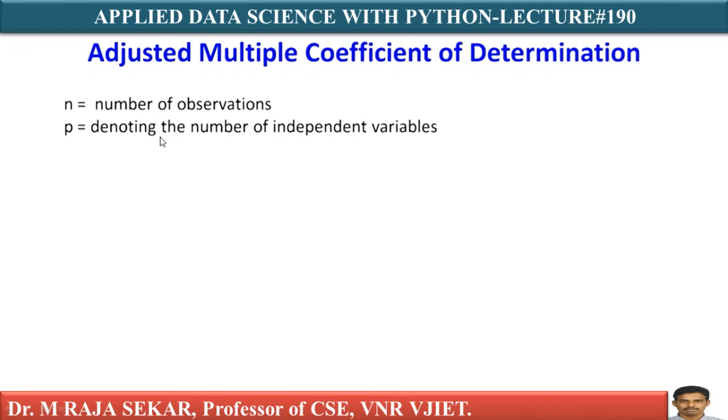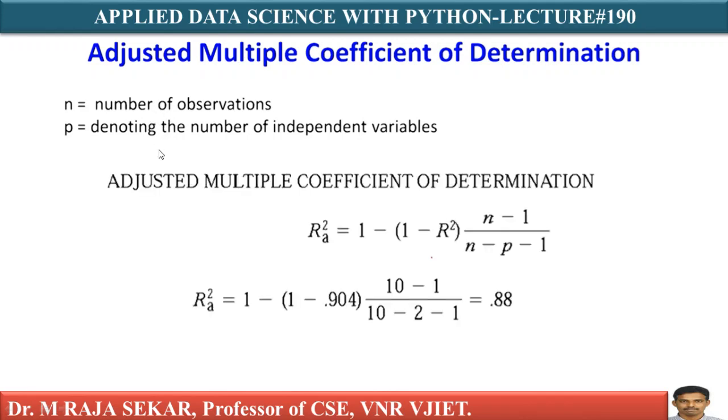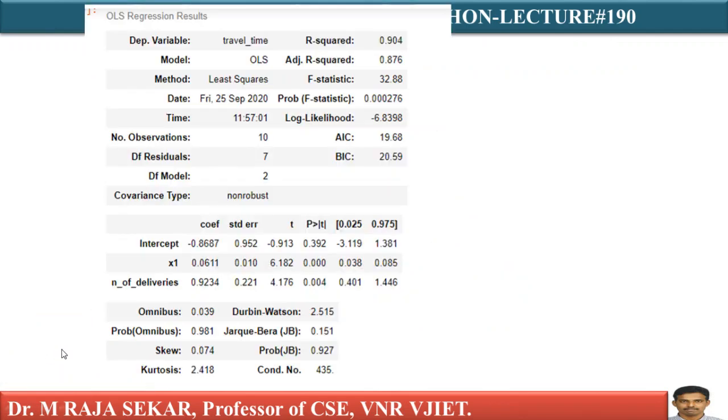N is the number of observations, P is the number of independent variables. How can I calculate this adjusted multiple coefficient of determination? This is the formula: 1 minus (1 minus R square) times (N minus 1) divided by (N minus P minus 1). In my previous lecture, we already calculated the R square value. What is my N? N is the number of observations. In that particular problem, we had 10 observations, minus 1. P is the number of independent variables, x1 and number of deliveries. There are two independent variables. This is your adjusted R square value, that is 0.88. If you want, you can check. Just see this one. This is 0.876, which means it's almost 0.88. That is our adjusted R square.